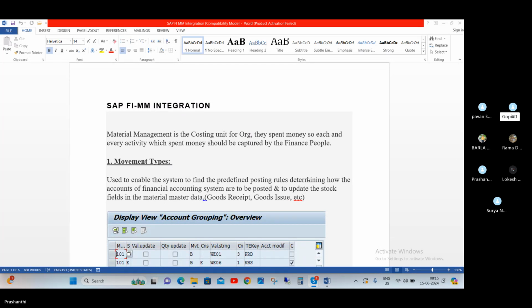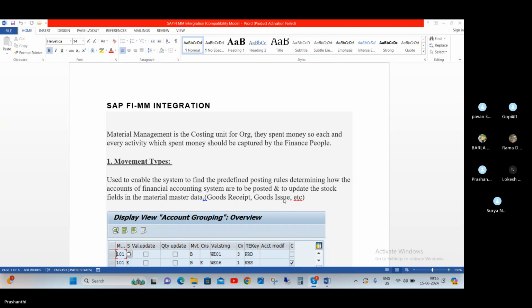Material management is a cost unit for the organization. They spend money on each and every activity, and every spend should be captured in the finance department. Our finance department will capture everything that is going on in the organization. Everything will be captured. So FI migrations will start at OBYC.